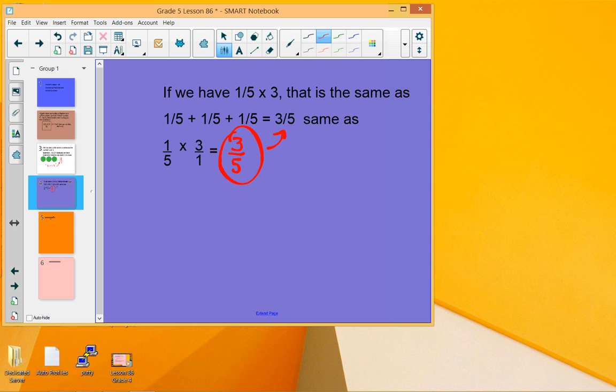And we could do that for a small number, 1/5 times 3, and we could do 1/5 plus 1/5 plus 1/5. But when we have something like 1/5 of 95 or 100, you don't want to write 1/5 95 times. So we can do it 1/5 times 3 over 1, because that's the same as 3.